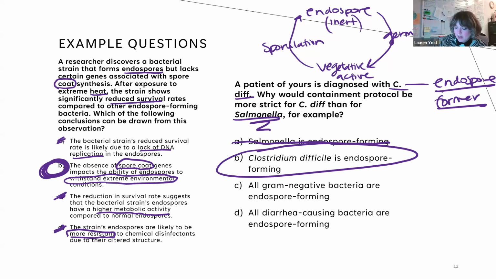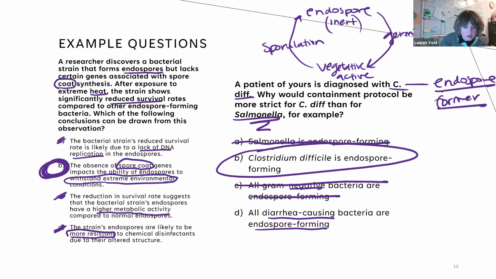All gram-negative bacteria are endospore forming. This is incorrect. Only certain gram-positives are. Not even all gram-positives can. All diarrhea-causing bacteria are endospore forming. Obviously not, because you know that Salmonella causes diarrhea, E. coli causes diarrhea, and there are other ones too, trust me, that we'll learn about. Not all of them are Bacillus or Clostridium. Okay, so B is our best answer here.